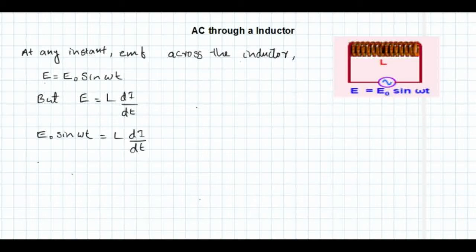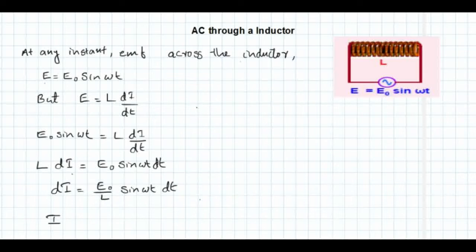And for that we may write L into di. L into di is equal to what? E0 sin omega t into dt. Therefore di is equal to E0 divided by L into sin omega t dt. Okay, now what is I? So I is equal to integral E0 by L sin omega t dt.